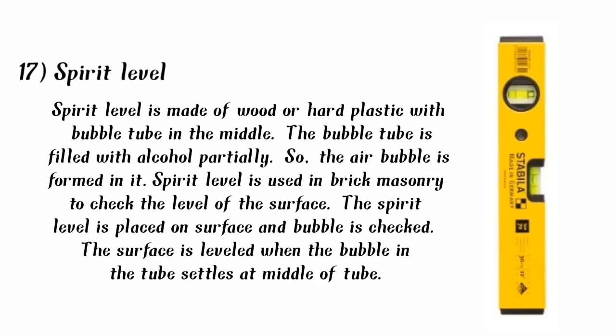Number 17. Spirit level. Spirit level is made up of wood or hard plastic with a bubble tube in the middle. The bubble tube is partially filled with alcohol, so an air bubble is formed in it. Spirit level is used in brick masonry to check the level of surface. The spirit level is placed on the surface and the bubble is checked. The surface is level when the bubble settles at the middle of the tube.